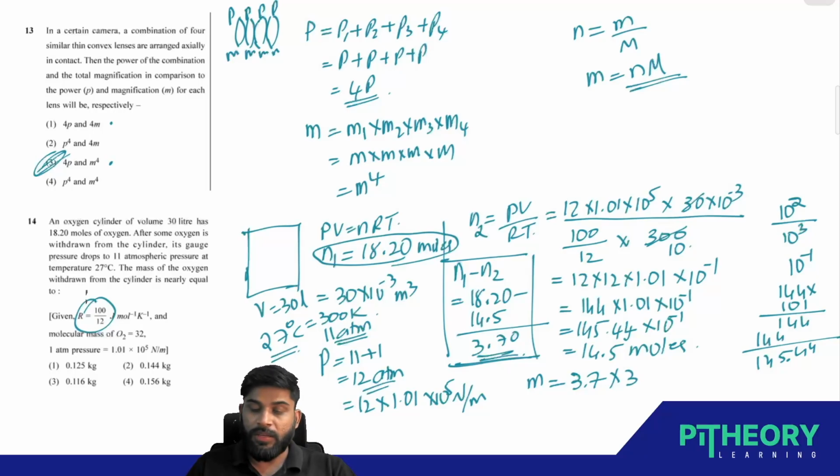So 1 mole of this will have mass equal to how much? 32 gram. You can take that in this case, correct? So what is your answer going to be? You will be getting 3.7 into 32. Let's do 37 into 32. How much is that? 4, 2, 3, 6, 7, correct?